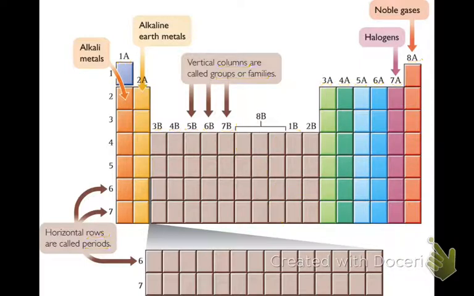The other major part that I want you to have here are the actual group names. Group 1 or 1A are called the alkali metals. Group 2 are alkaline earth metals. These are found commonly in nature. Group 17 or 7A are called the halogens, and group 8A or 18 are called the noble gases. They're fairly unreactive.